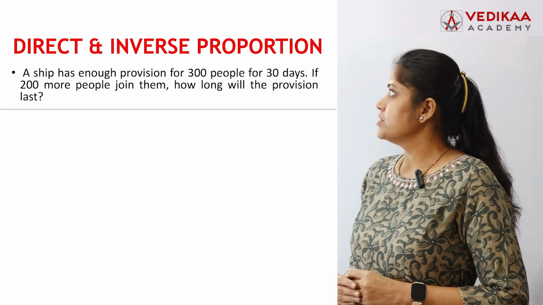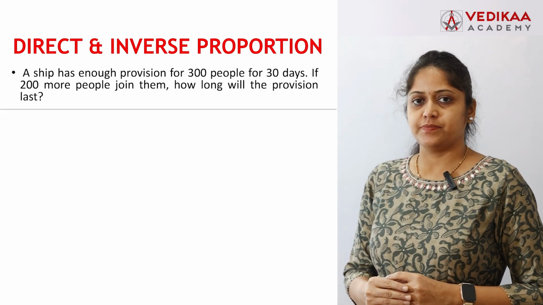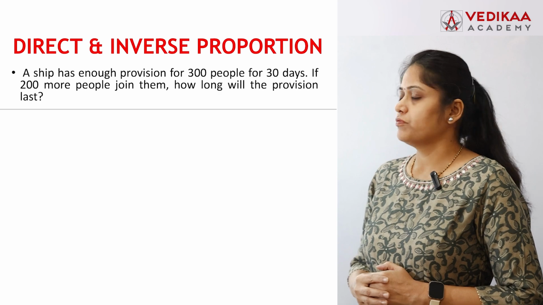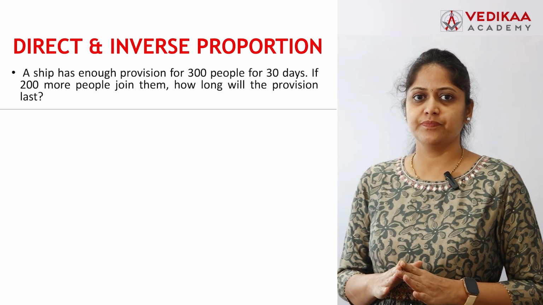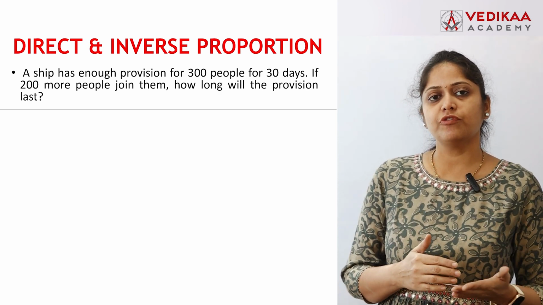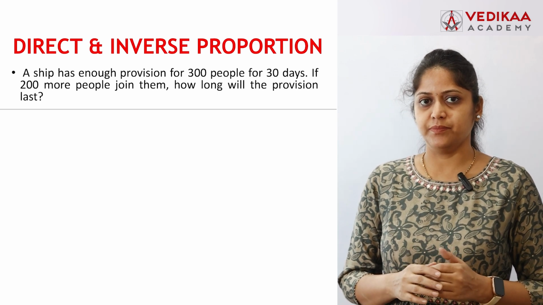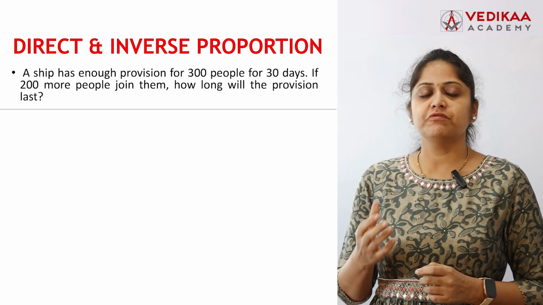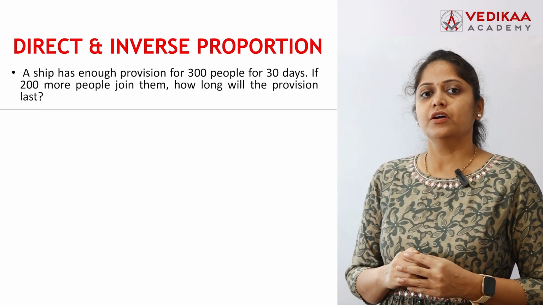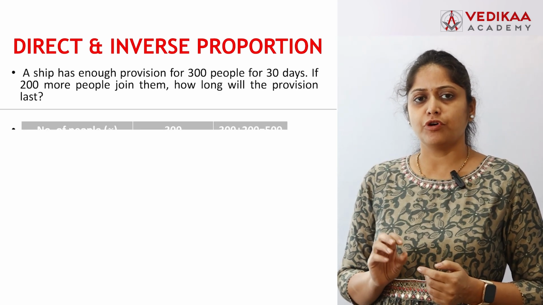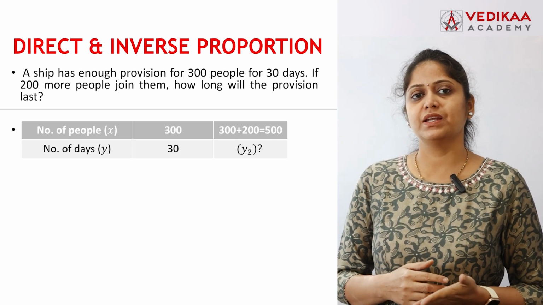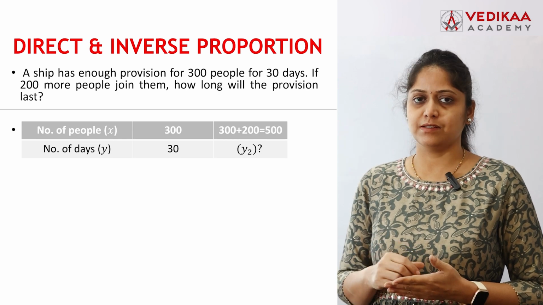A ship has enough provision for 300 people for 30 days. If 200 more people join them, how long will the provision last? Now the food quantity is fixed here. Number of people is getting larger. So if more people are there and food quantity is the same, the provision will last for less number of days. So the very first thing is we have to make the table, and from the concept it is very clear that this is a case of inverse proportion, because if number of men has increased, the provision will last for less number of days.